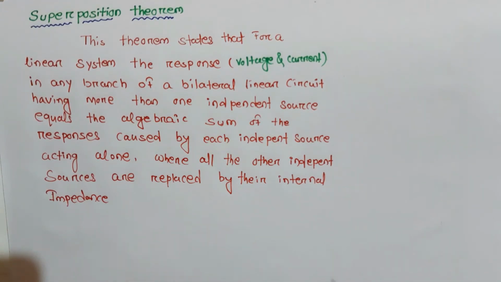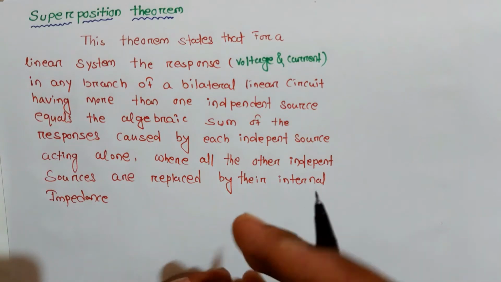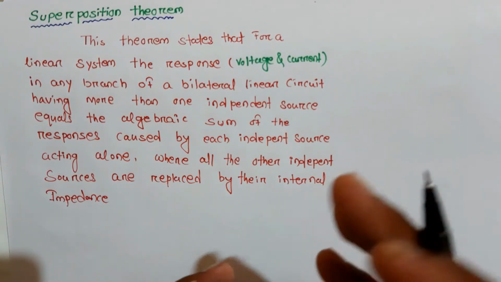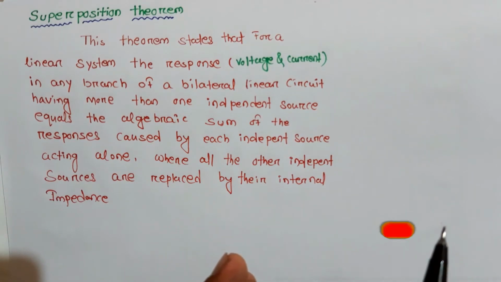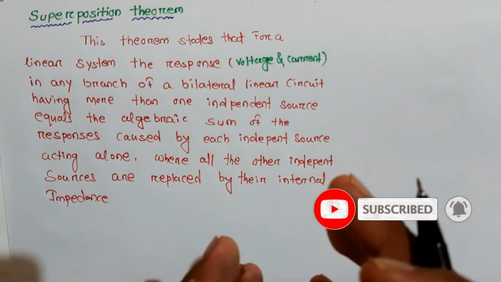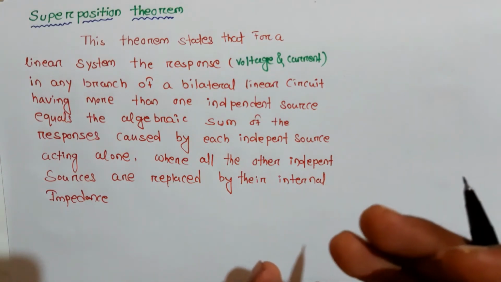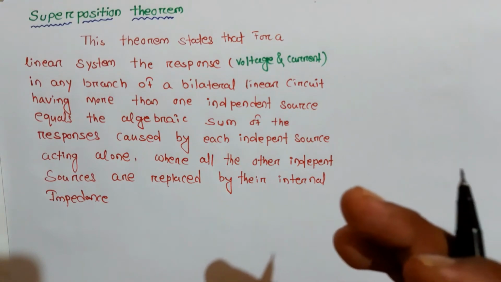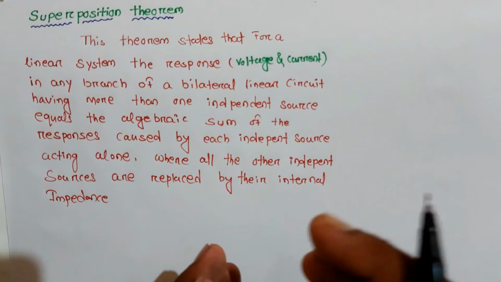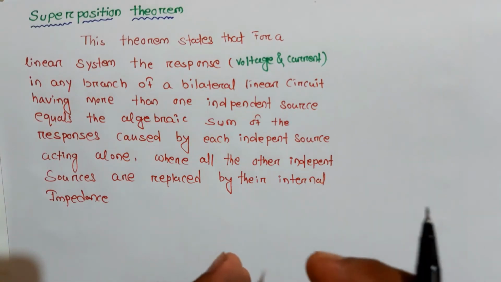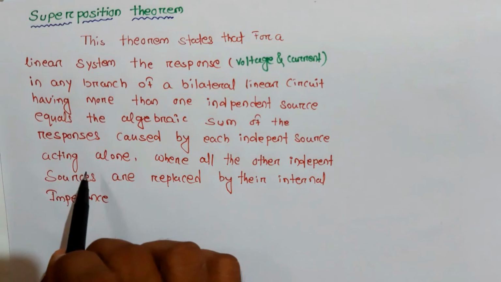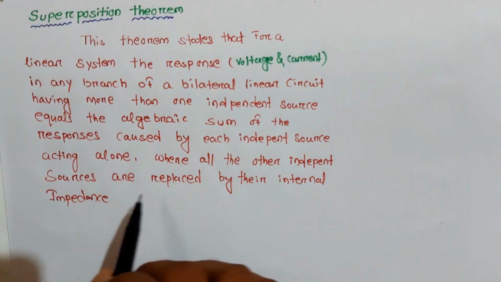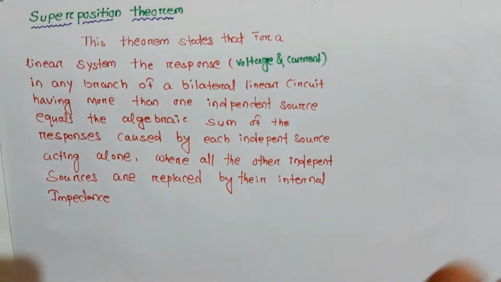This theorem states that for a linear system, the system which has linear behavior, the response, either voltage or current, in any branch of a bilateral linear circuit, meaning a circuit containing resistor, inductor and capacitor, if any branch has more than one independent source, is equal to the algebraic sum of the responses caused by each independent source acting alone, where all the other independent sources are replaced by their internal impedance. Let's clearly analyze this statement.